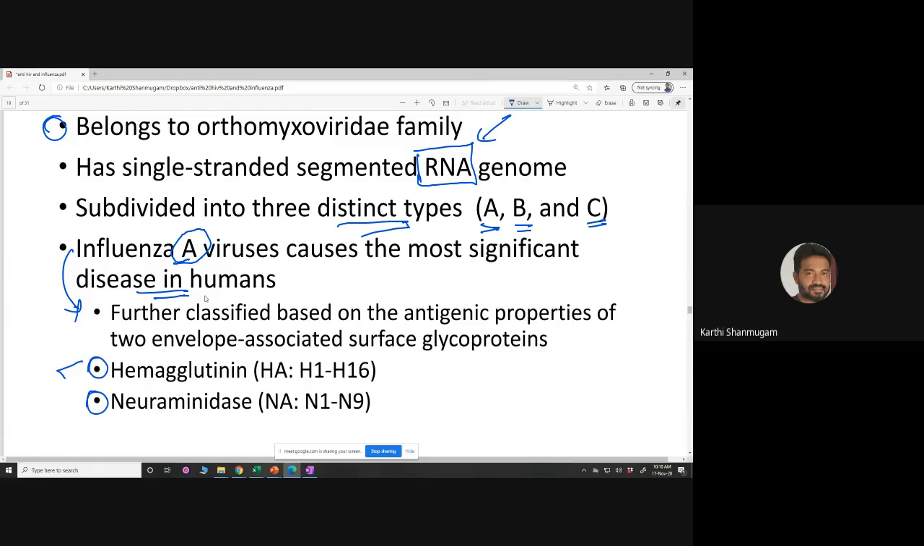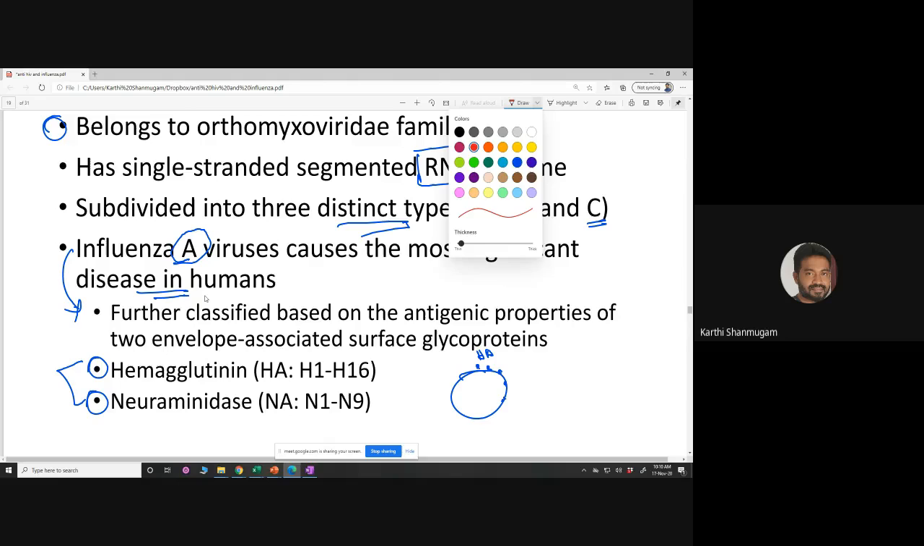I'll be showing the image of this virus in some other slide. Say this is the virus, and on the surface you'll have many surface protein molecules. There are two important surface protein molecules in this influenza virus. One is called hemagglutinin, represented by HA. Another is a different type of surface protein called neuraminidase, which is represented as NA.